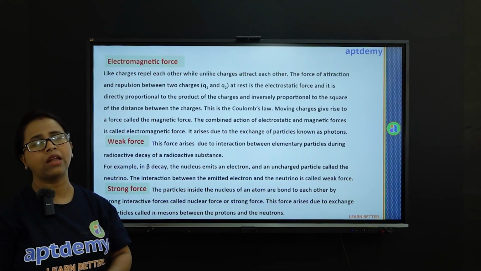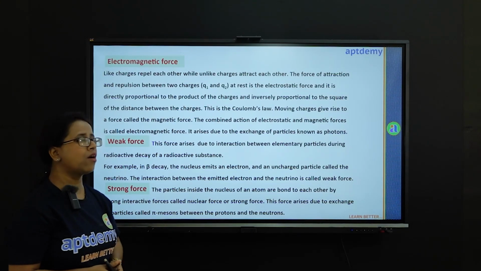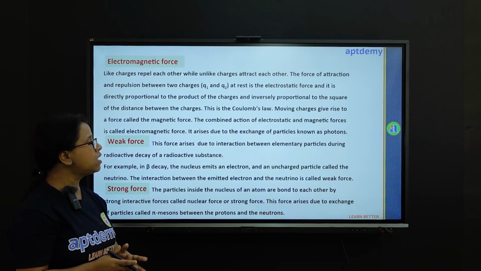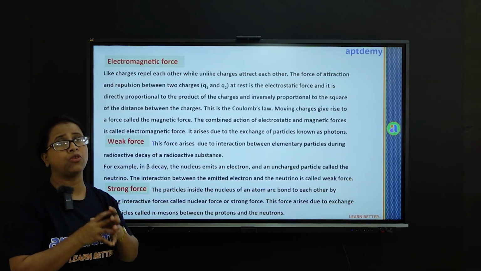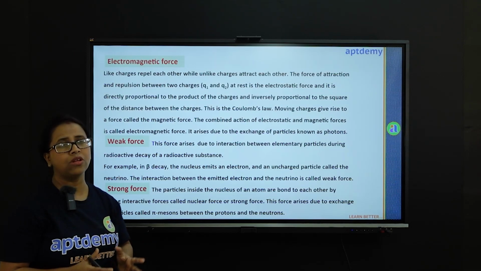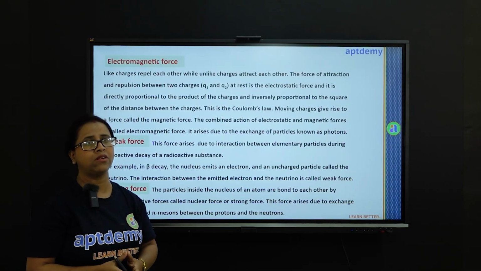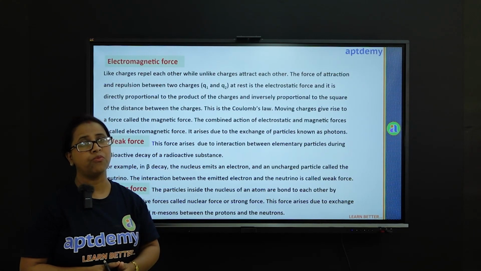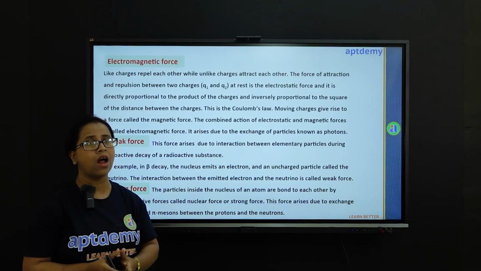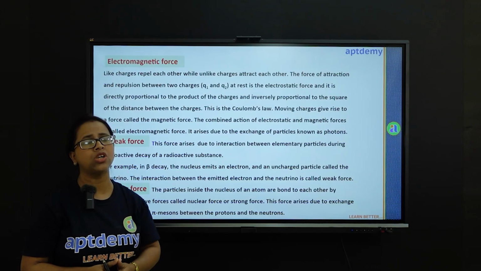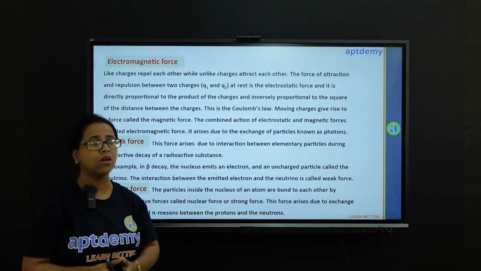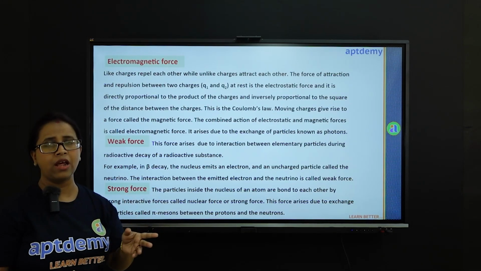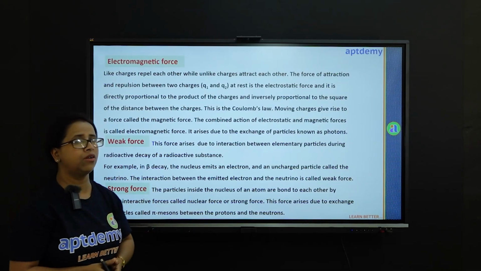Now, talking about the third category of fundamental forces, we have weak force. Where does this force really exist? This force basically arises due to interactions between elementary particles during the radioactive decay of a radioactive material. So, for example, in the case of beta decay, electrons are always emitted, and together with that an uncharged particle is also emitted, which is called a neutrino. Now, this interaction which exists between the emitted electron and the neutrino is the weak force.